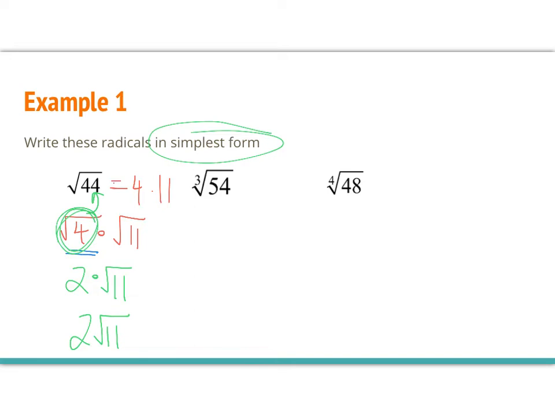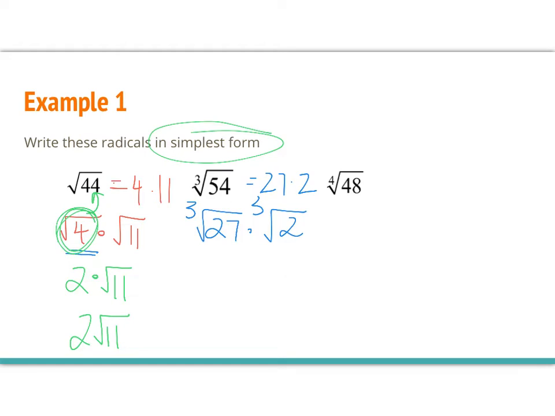The cube root of 54. Cube roots, we're going to look at 1, 8, 27, 64 is already too big. So 54 divided by 8 doesn't quite work. So we'll look at 27. 54 is 27 times 2, so we could write this as the cube root of 27 times the cube root of 2. Again, because 27 times 2 is 54.